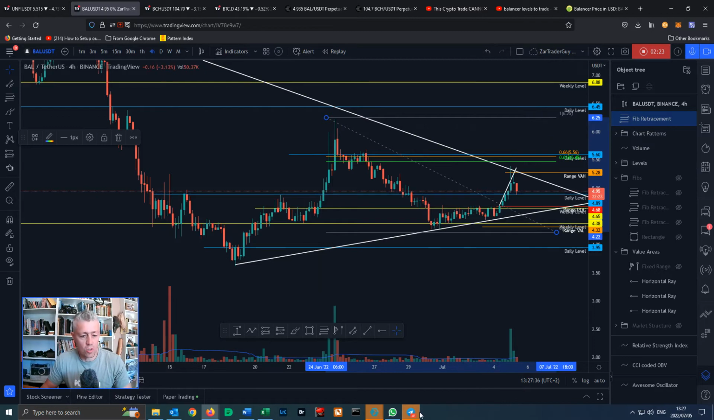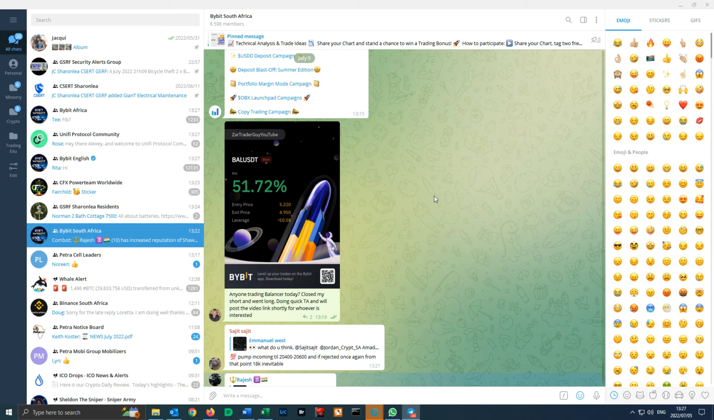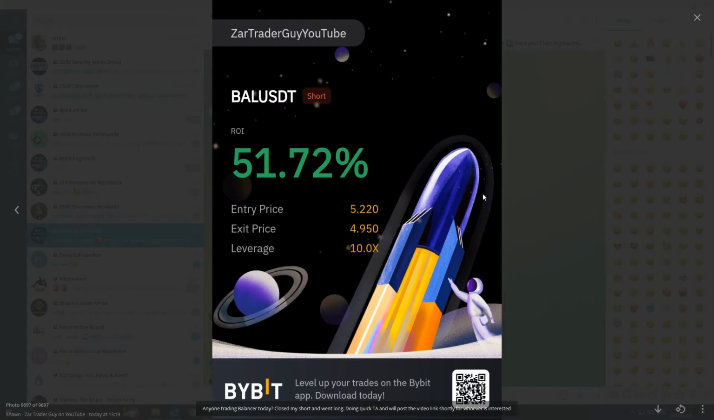So I took the short, and here you can see I posted my short trade, got in at $5.22, and I exited at $5.95 because I thought there was a reversal taking place. And it does look like it at the moment.